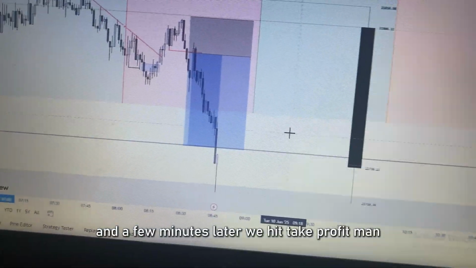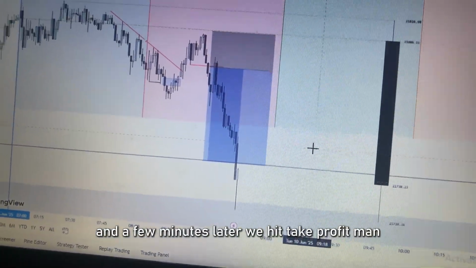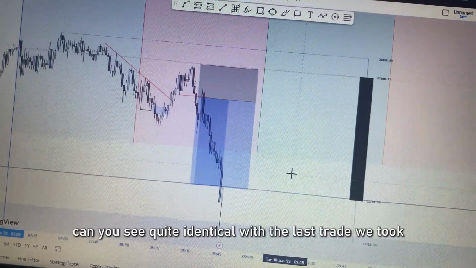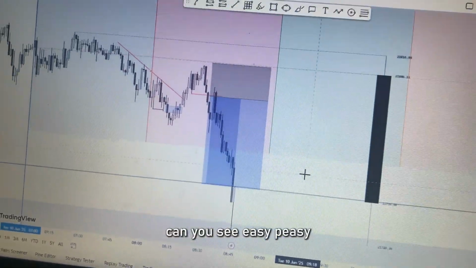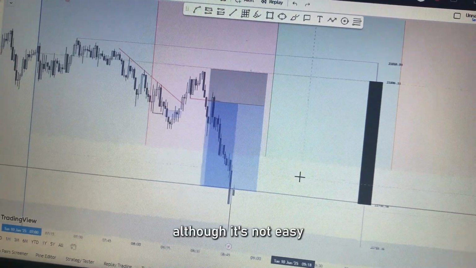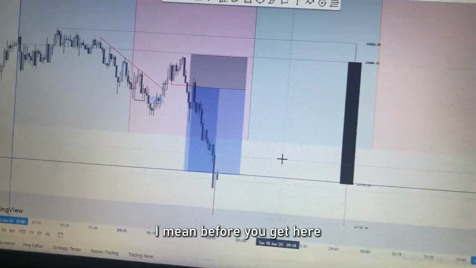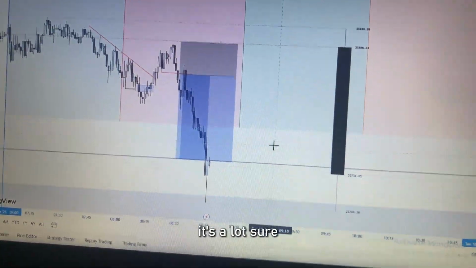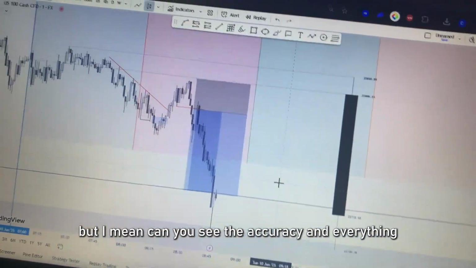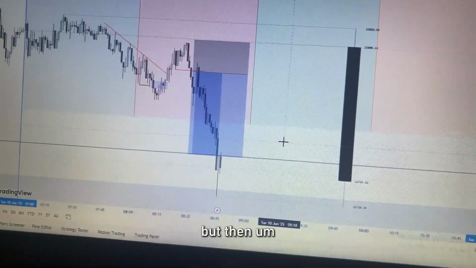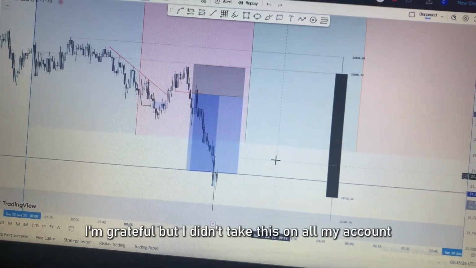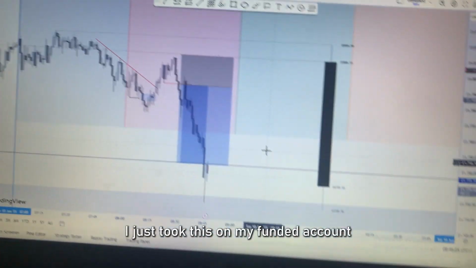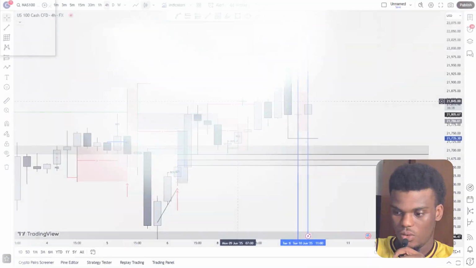And a few minutes later, we hit take profit, man. Can you see? Quite identical with the last trade. Easy peasy. Although it's not easy before you get here, it's a lot sharper. Can you see the accuracy and everything? But then, I'm grateful. I didn't take this on all my accounts. I just took this on my private account. And yeah, I'm happy.